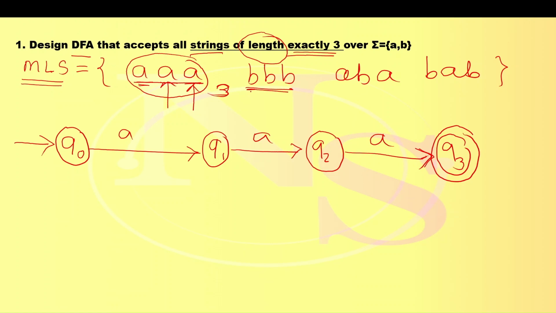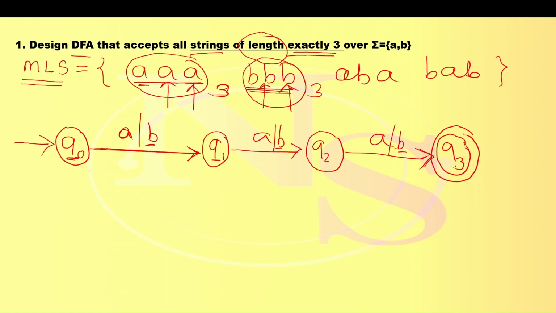Similarly, if I want to read triple b, then the first b will be read by q0. I am utilizing the existing transition. How to read this? q0 can read a or q0 can read b. The first b has been read by q0. Then the next state is q1. The next symbol is also b, so q1 can read a or b. The next symbol is b, then q2 can read b. It means that by reading a string of length 3, it should go to the final state. So after reading triple b, the automata goes into state q3, which is a final state. So triple b is accepted.